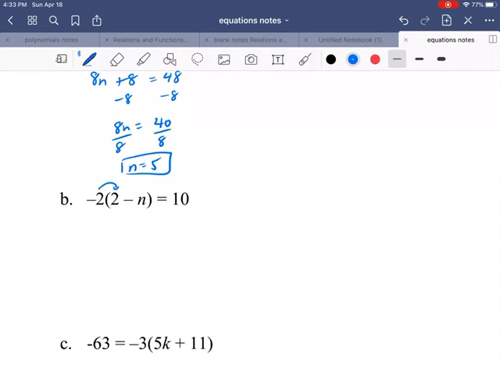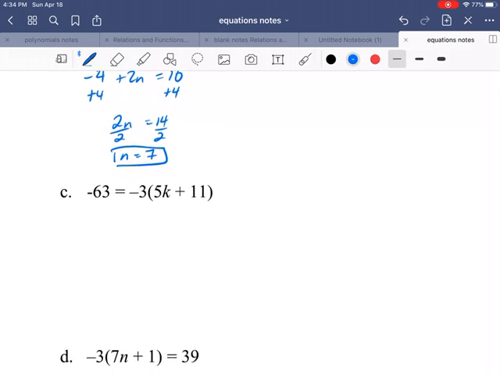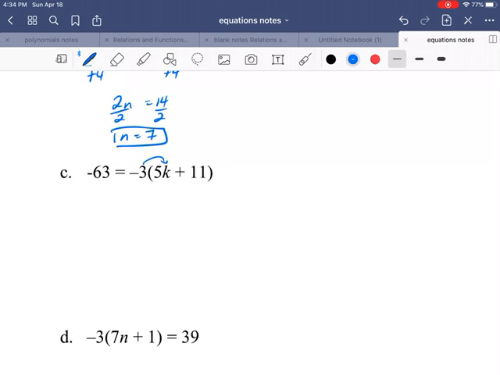Expand here. Negative 2 times 2 is negative 4. Negative 2 times negative n is positive 2n, and this is going to equal 10. To make a zero pair, we're going to add 4. 2n equals 14. Divide by 2. And n equals 7.